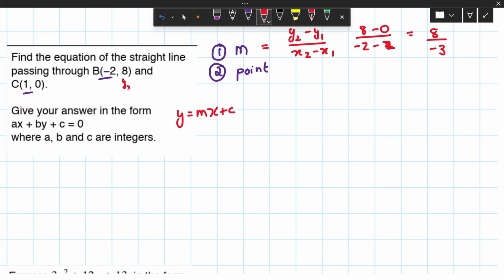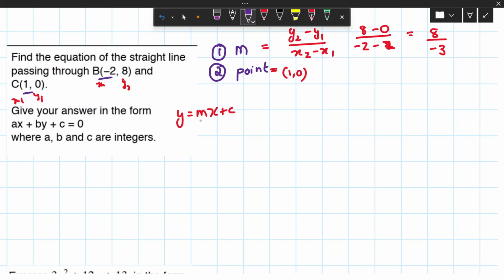Okay, so this was y2, x2, y1, x1. So yeah, I think I've done that okay. So I've got the gradient. Now I need a point. Now you are free to choose either of them. I'm going to choose the 1 and 0 because I like those numbers better, 1 and 0.